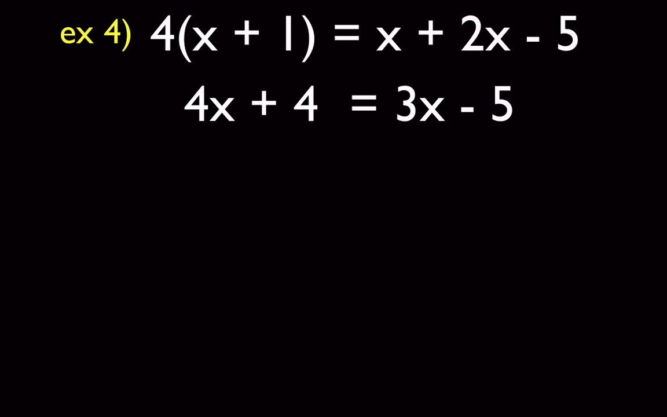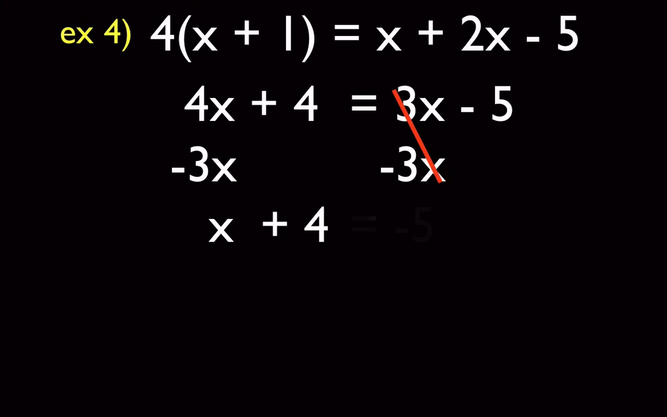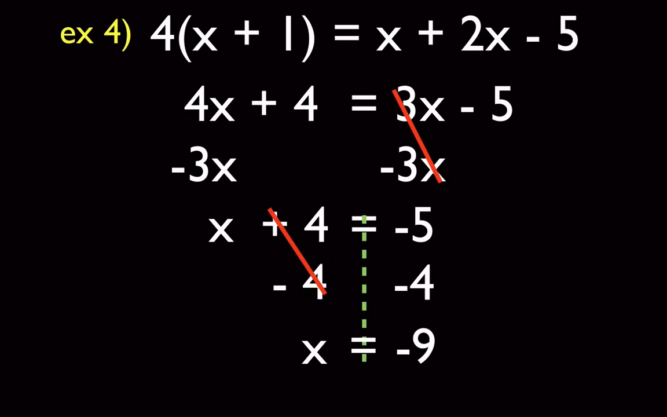So now we're going to get rid of the lower of the two x's, which happens to be 3x. That's going to leave me with x plus 4, and on the right side, -5. Subtracting 4 from both sides on our one-step equation, we get x equals -9. So as you can see, that's just a slight variation using the distributive property and combining like terms.